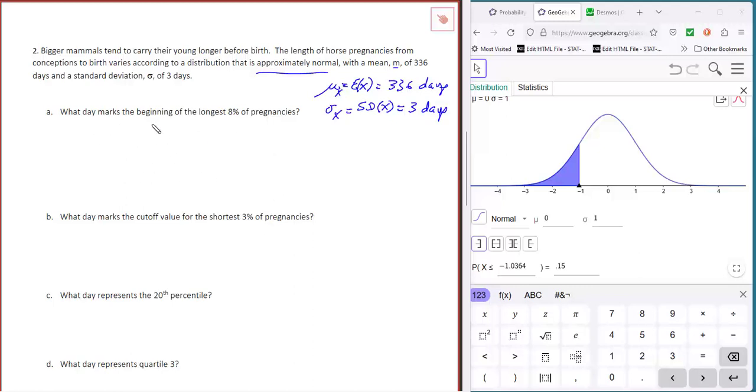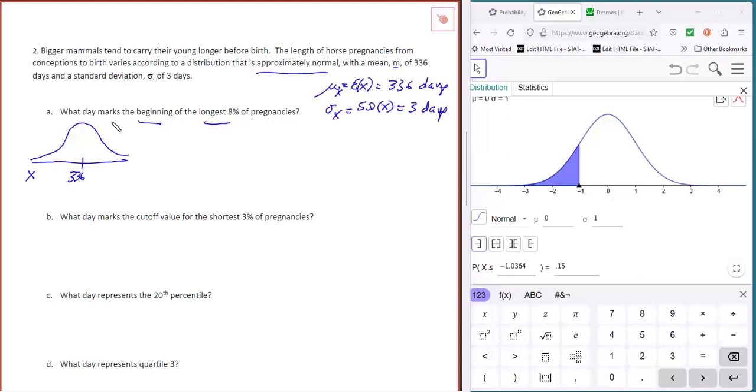What day marks the beginning of the longest 8% of pregnancies? Okay, I need to think about this for a second. I'm already getting a little tripped up, but you know something? Here's what I do when that happens. Let me just write down what I know. I know it's a normal distribution, and I mark the location of the mean. That's what I do.